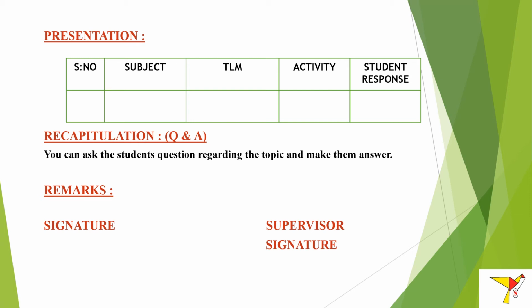The first column is serial number, the second column is the subject you're going to teach, the third column is teaching learning material, whatever you have prepared, mention it here, and the fourth column is the activity you have planned for the students. At the end of the session, the last column is the students' response, what their response was. The first four columns can be pre-planned while the last column can be filled a little later.